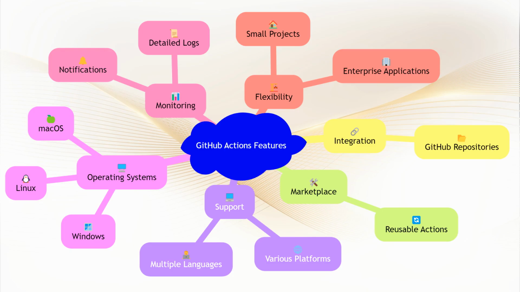GitHub Actions offers several key features that make it a popular choice for deployment automation. These include seamless integration with GitHub repositories, a vast marketplace of reusable actions, support for multiple programming languages and platforms, and the ability to run workflows on various operating systems. Additionally, GitHub Actions provides detailed logs and notifications, helping teams monitor and troubleshoot their workflows effectively. Its flexibility and ease of use make it suitable for both small projects and large-scale enterprise applications.